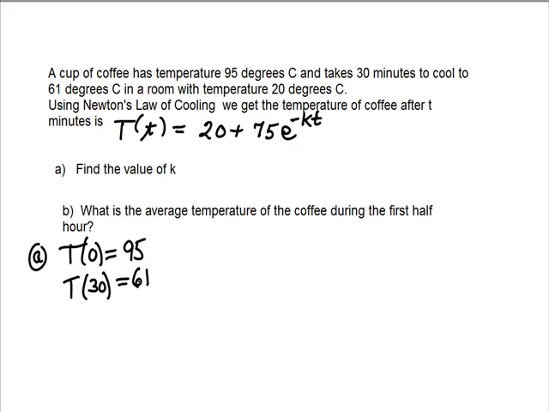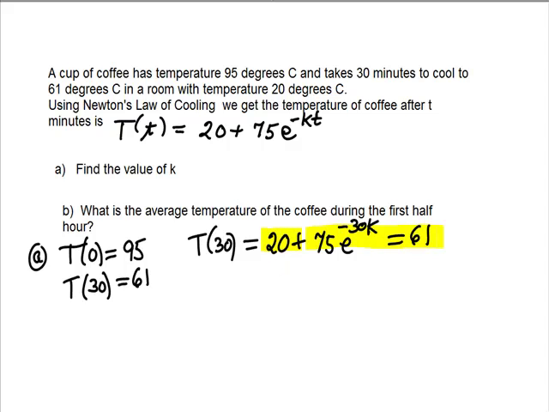Okay, so we're going to use this second equation, which tells us that T of 30, so that means we're going to substitute 30 in for t, is 20 plus 75 e to the negative 30k. And we know that's going to be 61. You guys, so we are going to solve this equation here. We're going to set 20 plus 75 e to the negative 30k equals 61.